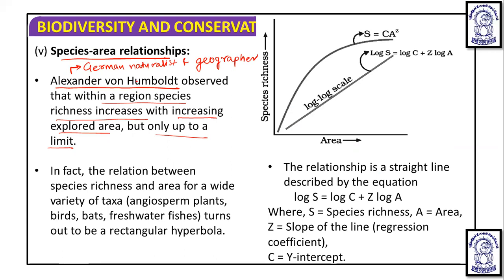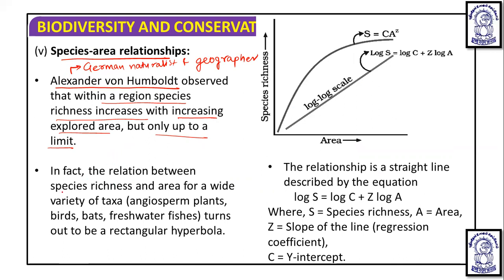Alexander von Humboldt showed that with an increasing explored area, the species diversity can increase.